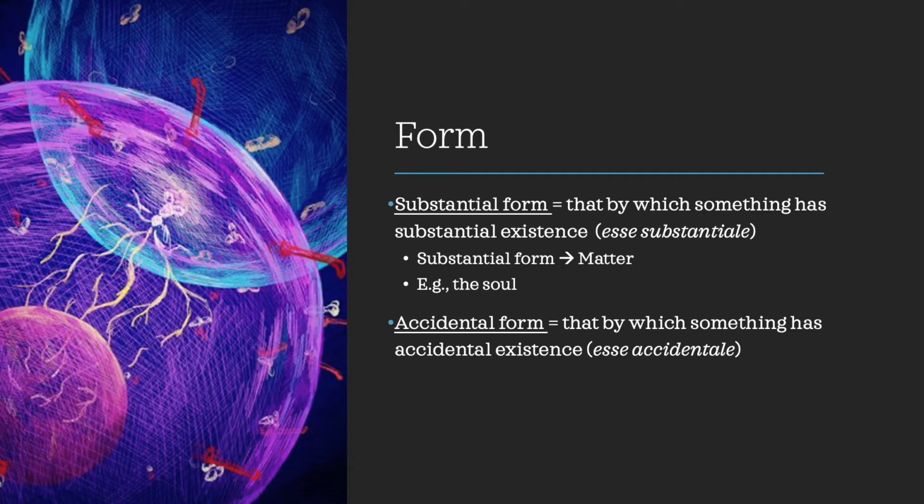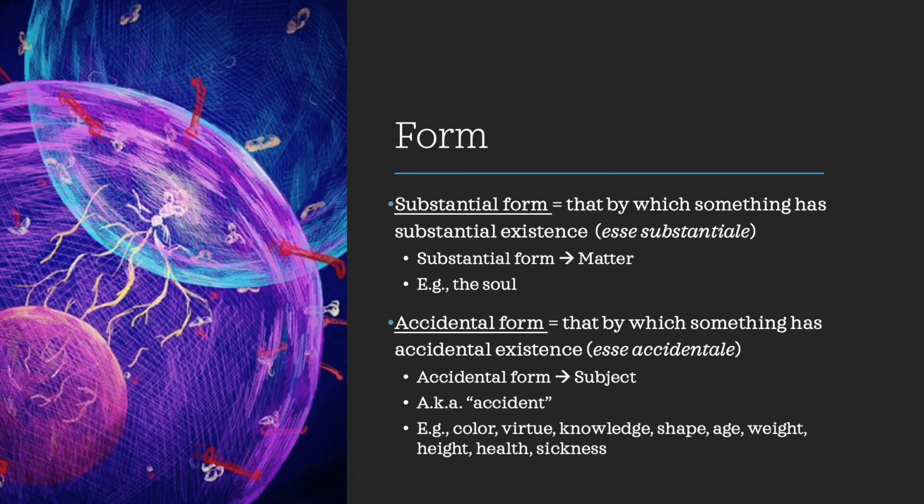Accidental form is that by which something has accidental existence, or esse accidentale. Accidental form corresponds to the subject, properly speaking, that is, to the potency for accidental existence, or esse accidentale. Accidental form can also be called an accident. Sometimes we'll use the word accident instead of accidental form. An accident here does not mean something like when two cars run into each other. Rather, it's a technical term which just means accidental form.